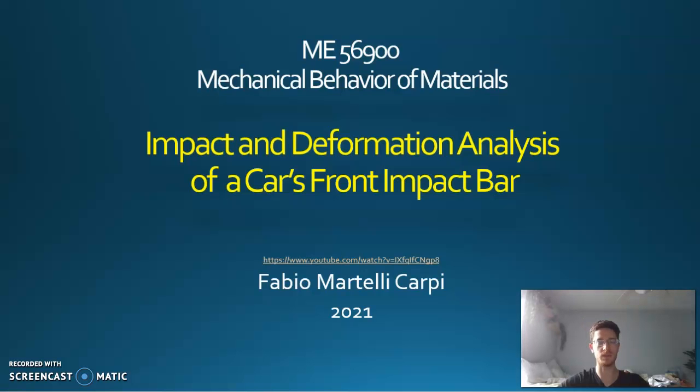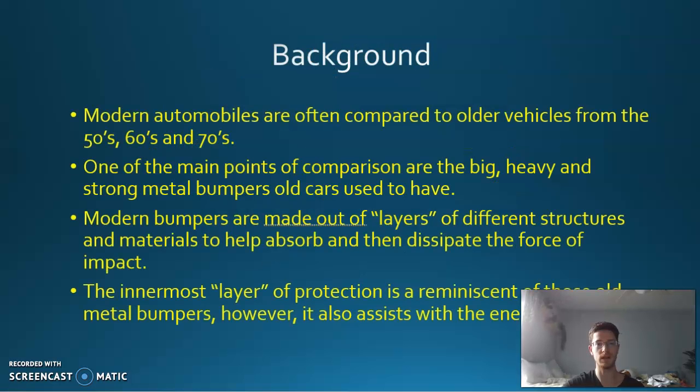Hello everyone, my name is Salve Martelli Carpi and my project is the impact and deformation analysis of a car's front impact bar. Modern automobiles are often compared, usually by older people, to older vehicles from the 50s, 60s, and 70s. One of the main points of comparison are those big, heavy, and strong metal bumpers that those cars used to have. People usually say that those older cars were more protective on impact because they were tougher and harder.